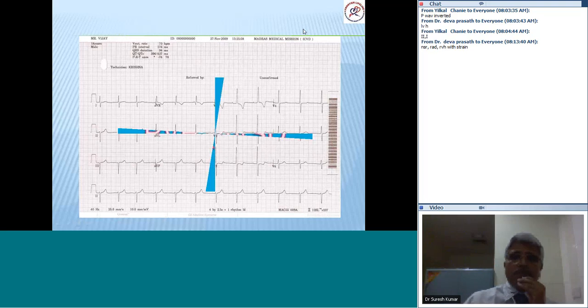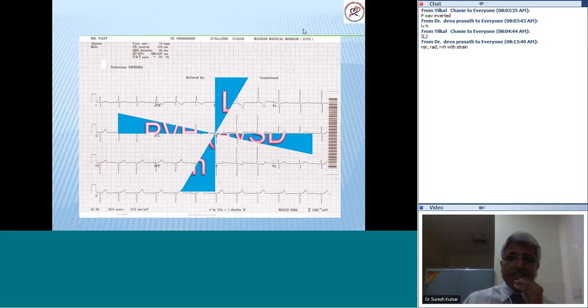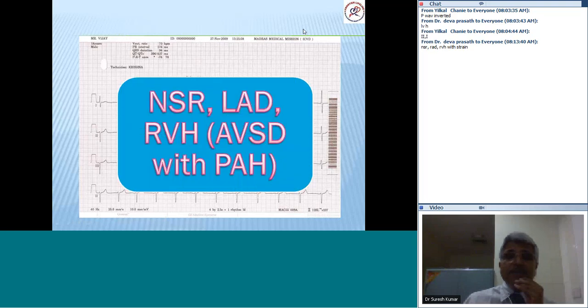But you should have also noticed that there is a left axis deviation. So in this ECG, you do find RVH and strain, but the axis is left. That's a pointer that you may be dealing with an AV septal defect with pulmonary arterial hypertension. Supposing this belongs to a Down syndrome child and this ECG was seen, it would be very characteristic of an AV canal defect with PAH.